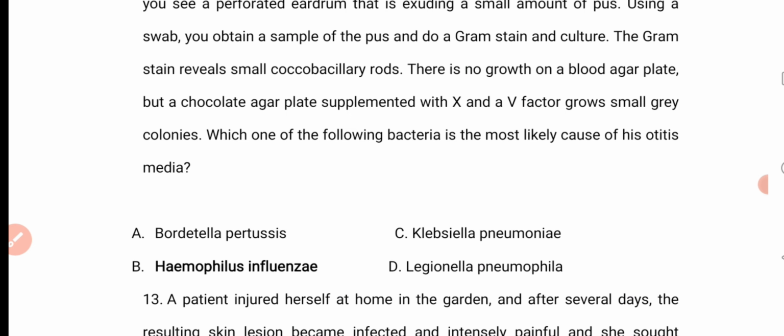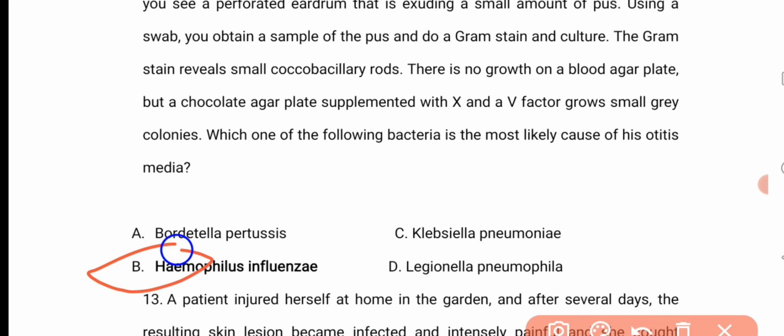The first thing it needs is chocolate agar, the agar that has lysed blood. The difference between chocolate agar and the blood agar plate is that chocolate agar has lysed blood. Lysed blood means the bacteria have the chance to get intracellular nutrients, the nutrients that are found in the cells. But in contrast, on the blood agar plate, the cells are not lysed, so the bacteria have no chance to get nutrients from inside the red blood cells. This is the difference. So the correct answer would be B, Haemophilus influenzae.